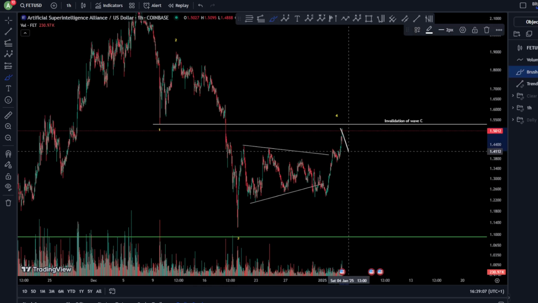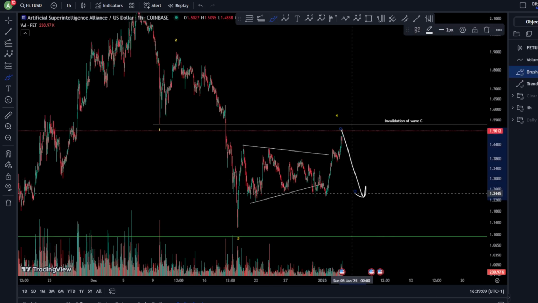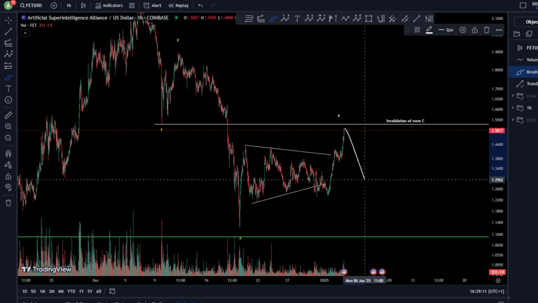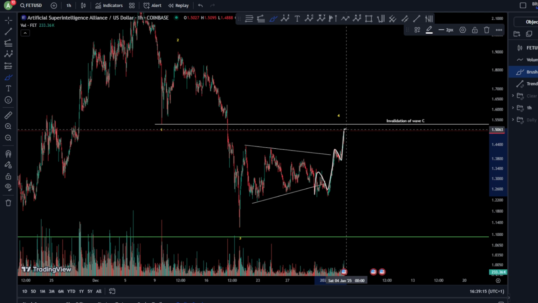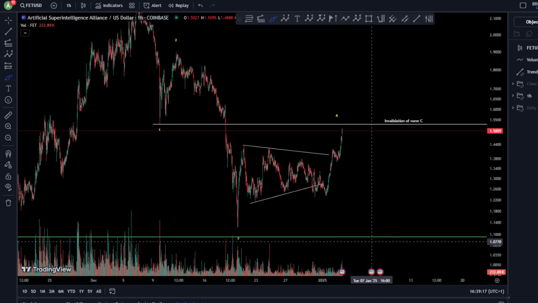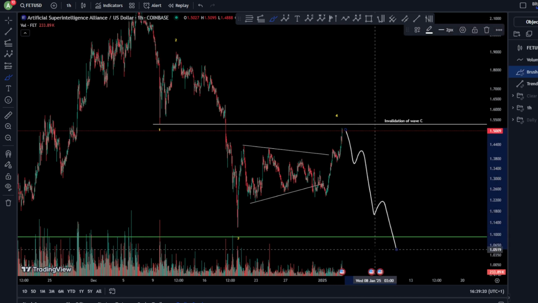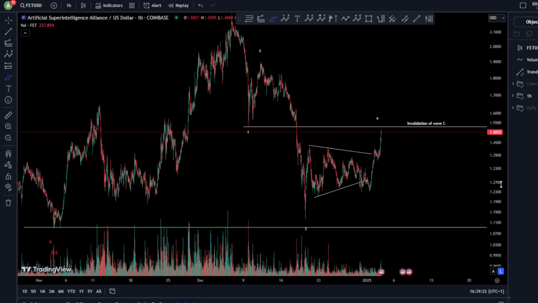Therefore, the possibility of a bearish scenario is still open in FET so far, and we might dive deeper after finishing this impulse 1, 2, 3, 4, 5, and then moving impulsively again 1, 2, 3, 4, 5 towards the downside for a wave 5.